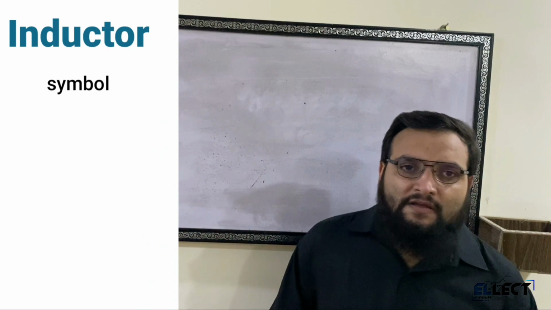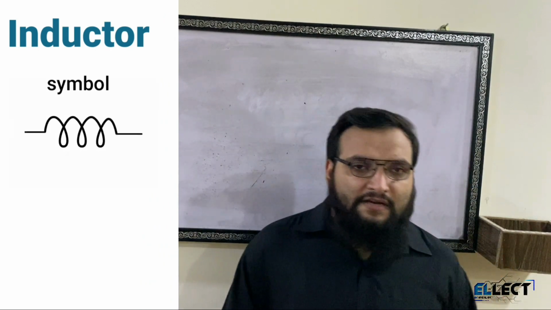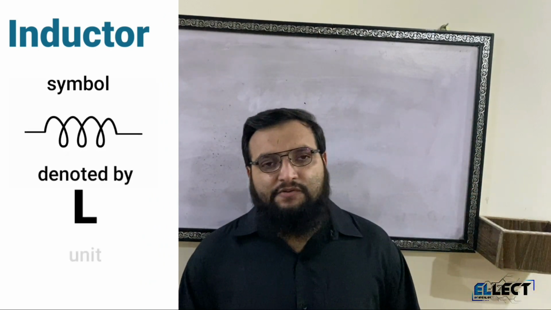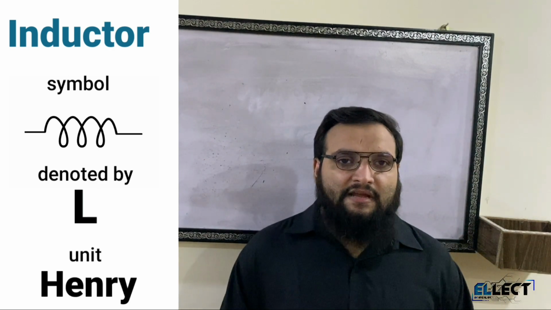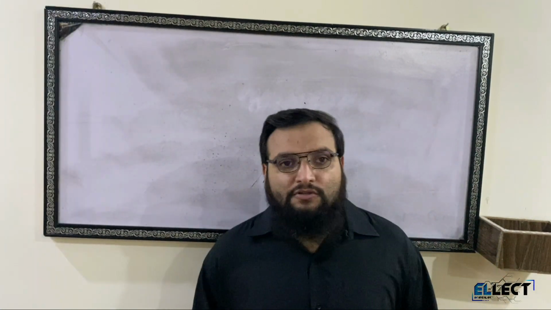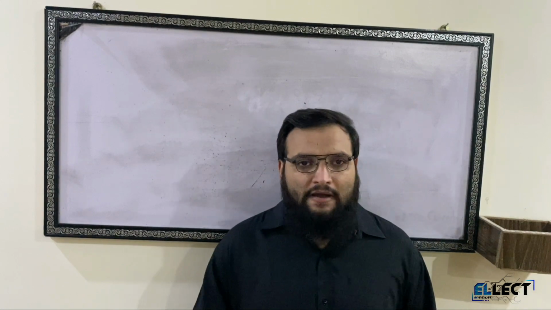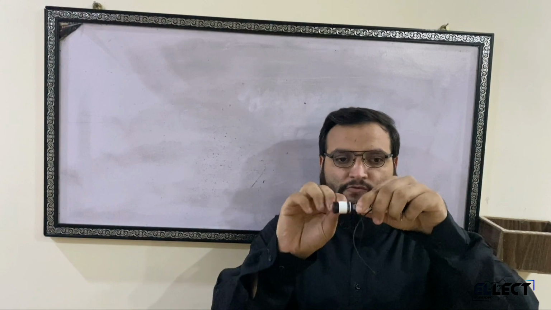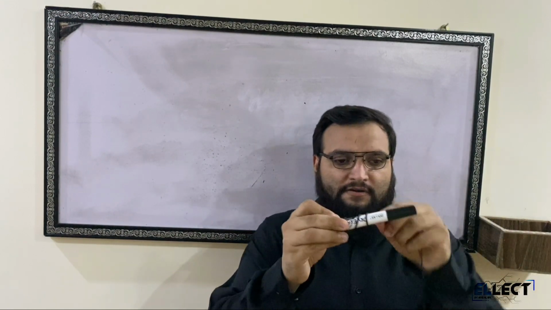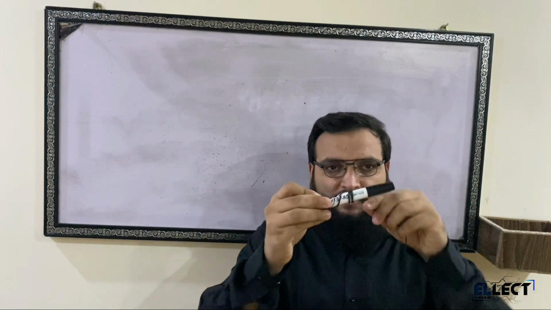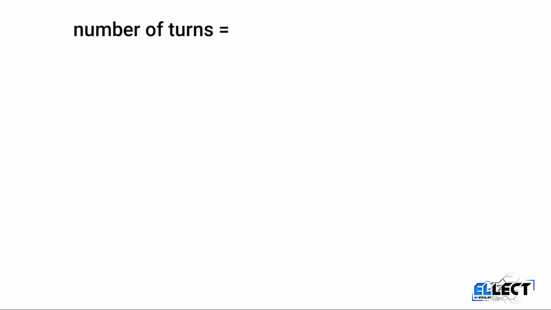The symbol of an inductor is shown in the figure. It is denoted by L. Its unit is Henry, it is measured in Henry. Now see here how the turns are made over a coil. Let's suppose this is a cylinder or anything. This is called 1 turn, then this is 2 turns, that is 3, and that is 4 turns. So as we keep winding, the number of turns increases, and the number of turns is denoted by N.